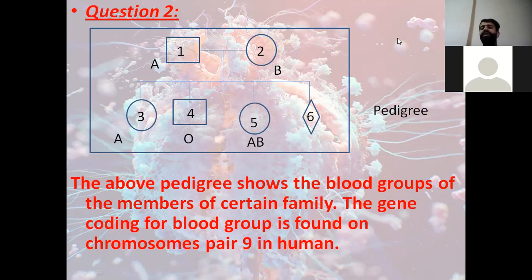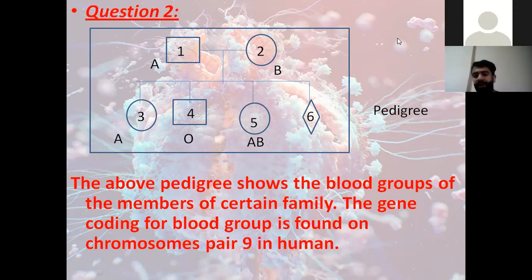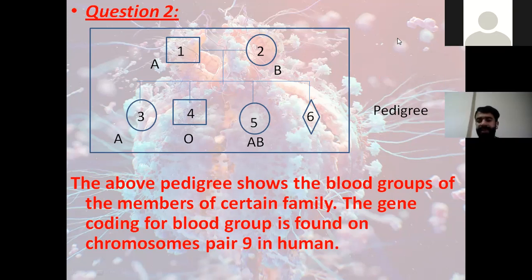Who can tell me how many different alleles for the blood groups we have? How many different alleles? Other than Ram? Yes, Tala?